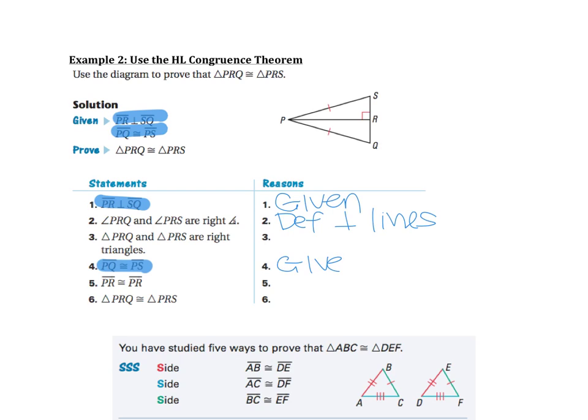And then we say that we have right triangles. That's the definition of a right triangle, that it has a right angle. Oops, I forgot my N on there. PQ congruent to PS. PR congruent to itself is the reflexive property. And now I have the two right triangles congruent to each other. And if you take notice, you do have H, and that center is the L.